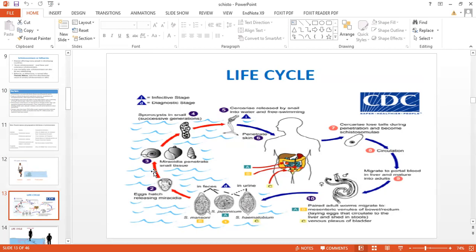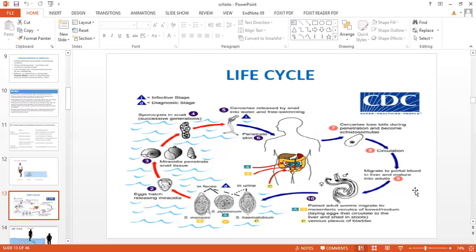Then the miracidia penetrate the snail's skin, snail tissue, and in snails, the successive generations come out, and the eventual cercariae are released from the snail into swimming water. And these cercariae penetrate the skin of the human, and while penetrating, they lose their tail and become schistosomula.